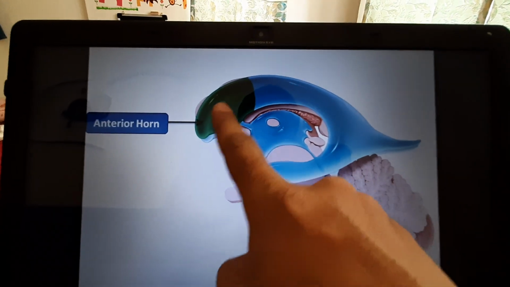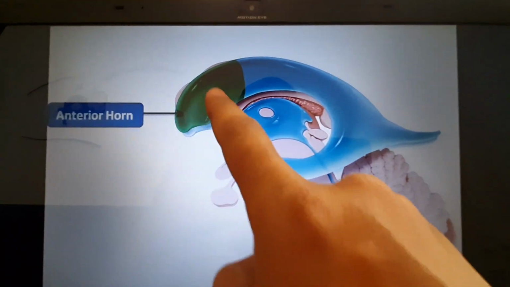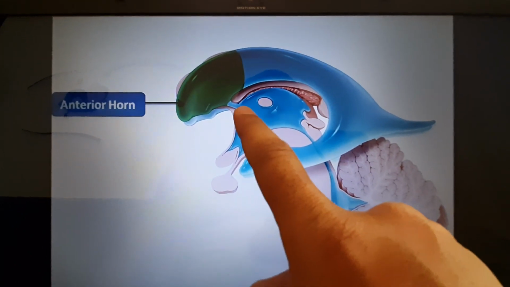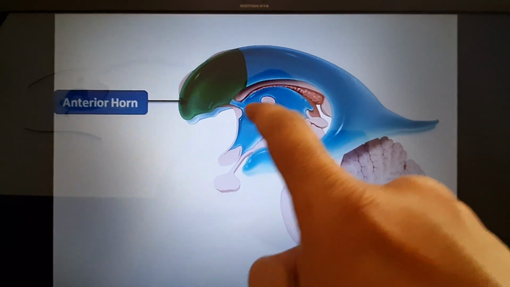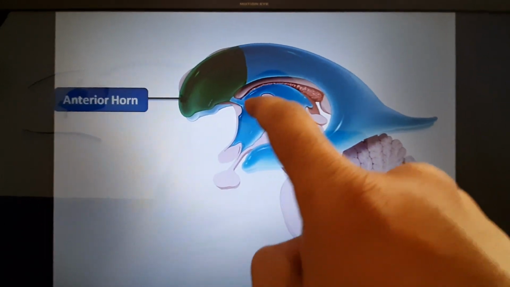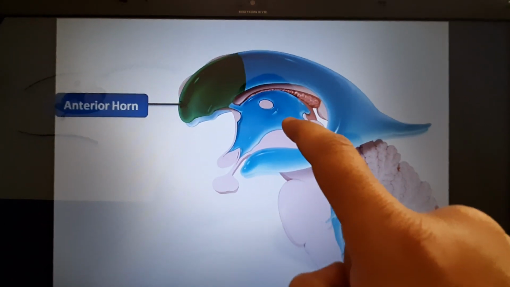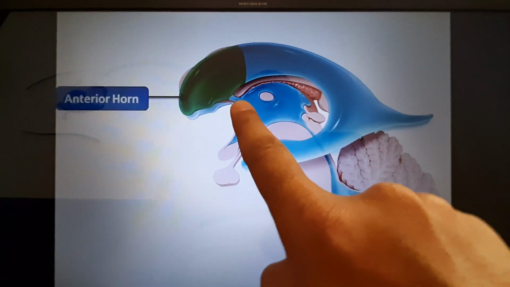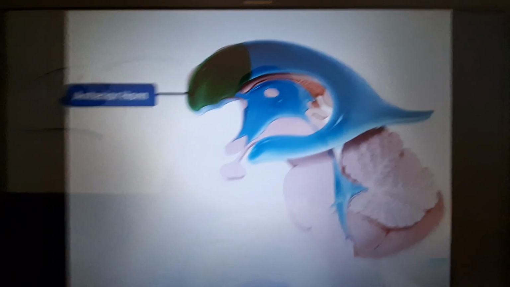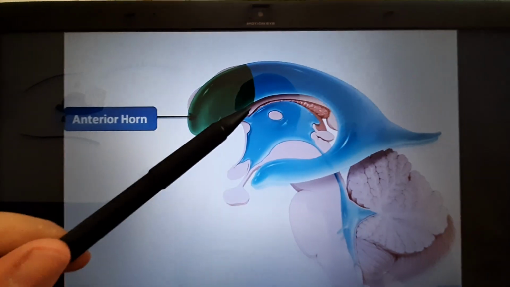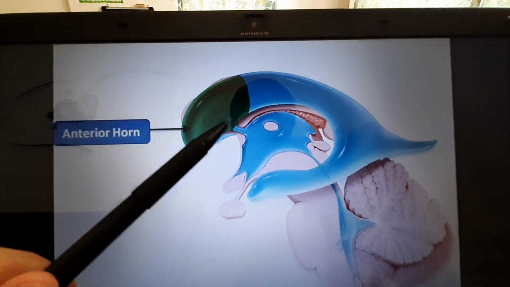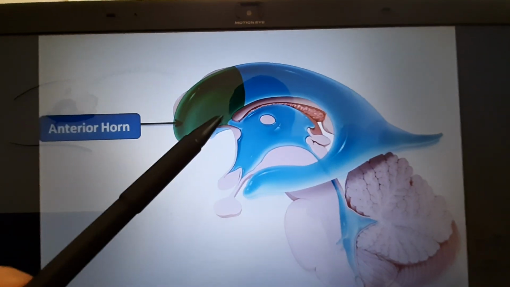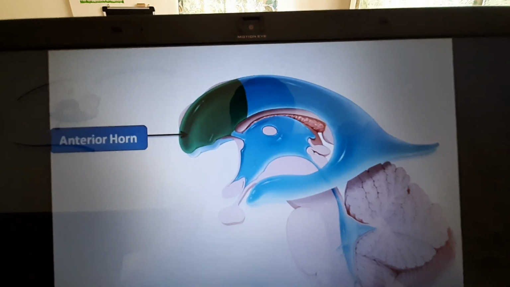Here you can see the anterior horn shaded in dark green. This is where the interventricular foramen is present. This is the diencephalon, and the cavity of the diencephalon, the third ventricle, is shaded in blue. The connecting part between these two is the interventricular foramen, which you can see over here. So the anterior horn is lying basically in front of the interventricular foramen.